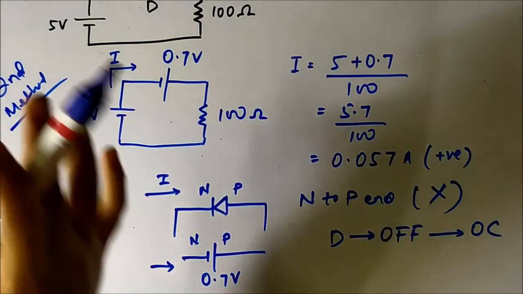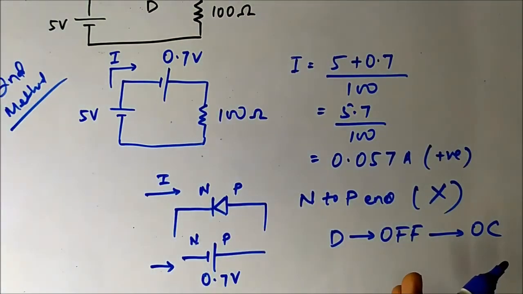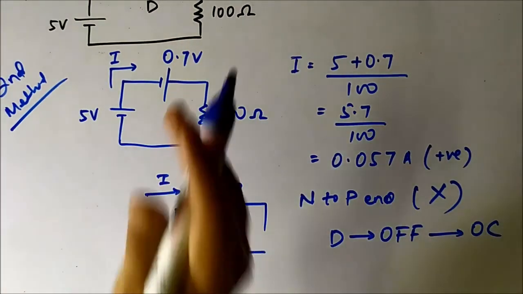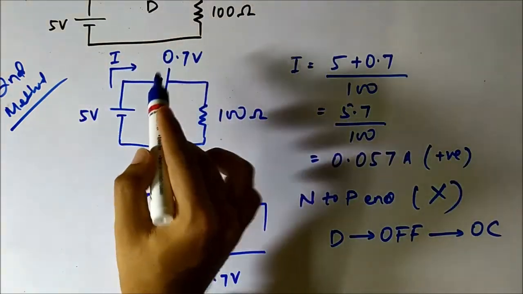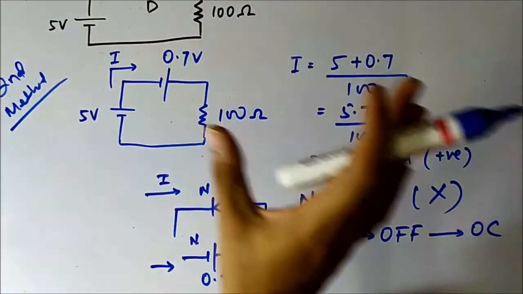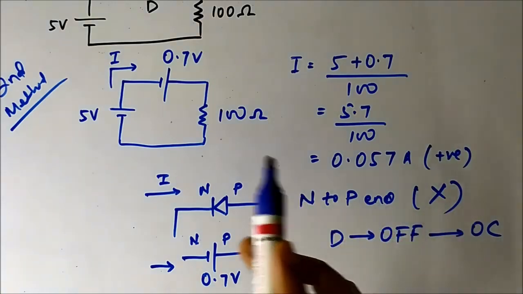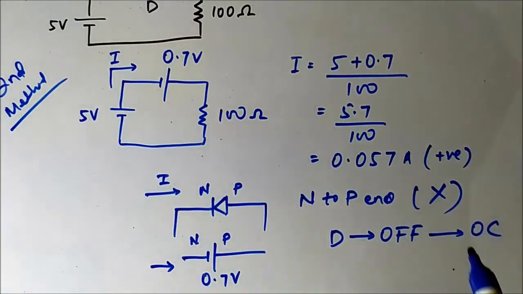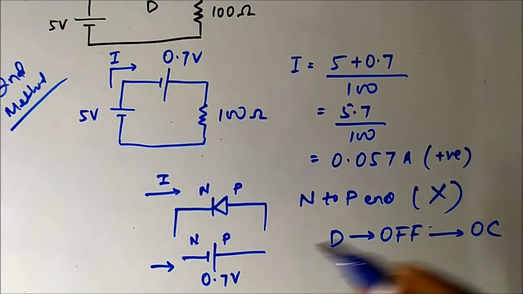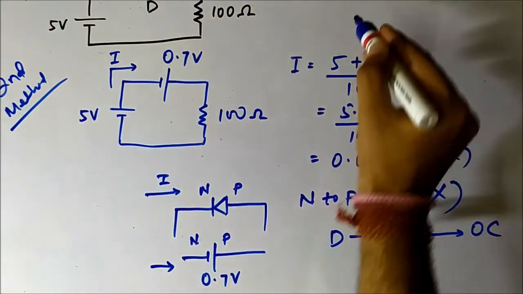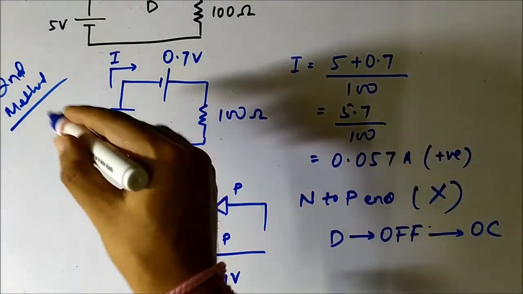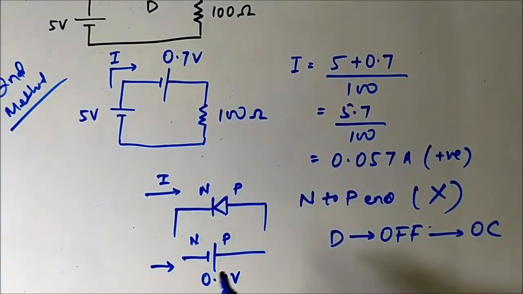So this is the second method of approaching this circuit, and we see that the current is flowing from N to P in the diode, which is not possible for a forward bias diode. So the diode is off. It is open circuited. So again the same thing: as the diode is off, I is 0, and as I is 0, the voltage across the 100 ohm resistor is also 0.